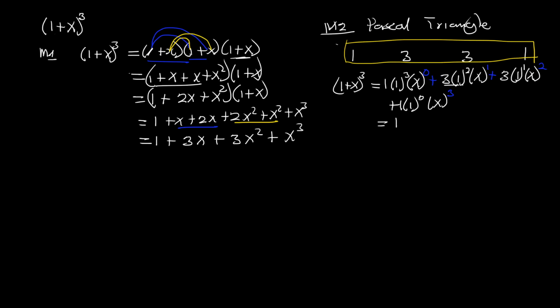So this gives us 1 here. The next thing we are going to consider is this term plus 3 times 1 times x, which is going to give us 3x. The next term is this 3 times 1 times x squared, which will give us plus 3x squared. And the last term gives us plus x cubed. So we see that both answers are the same.